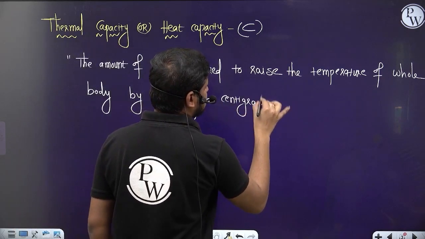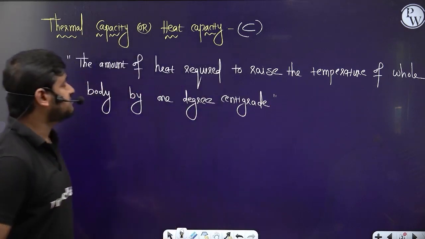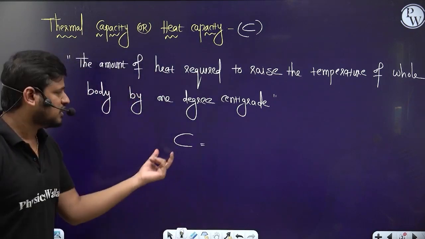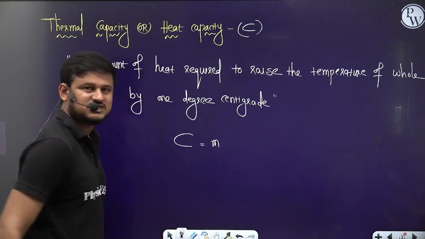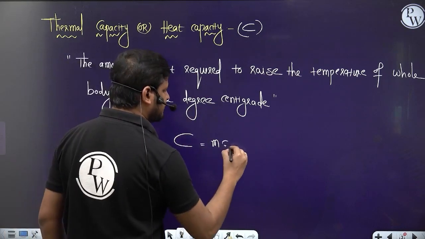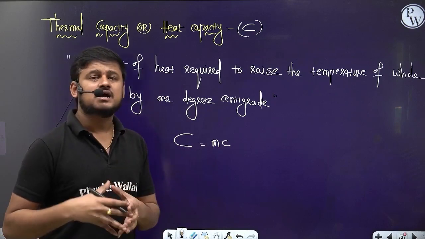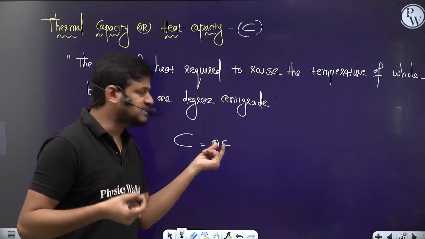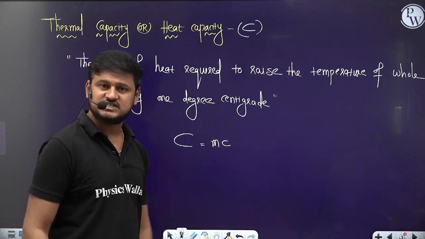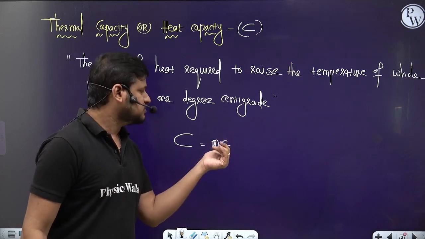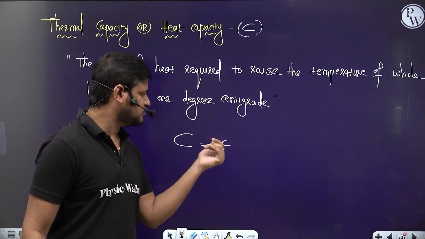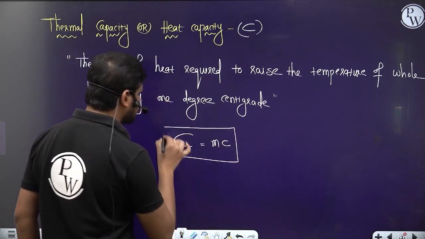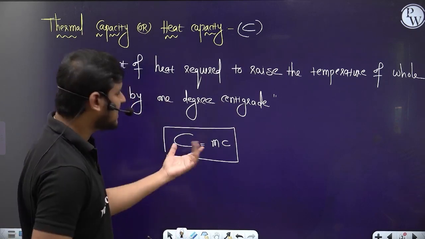Clear? So now this heat capacity is denoted as capital C, which is equal to the mass of the whole body into its specific heat capacity. Specific heat capacity means the heat required to raise the temperature of unit mass of a body by unit degree centigrade. So here, in place of unit mass, I am writing the specific heat capacity. So total mass into the specific heat capacity will give the heat capacity or the thermal capacity. Okay, clear? Understood everyone? Chalo.